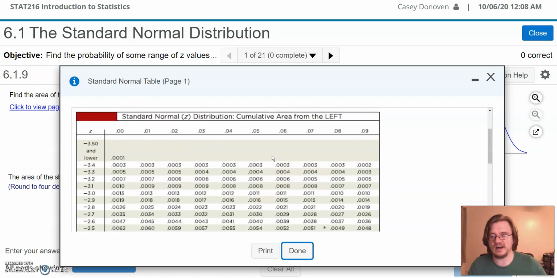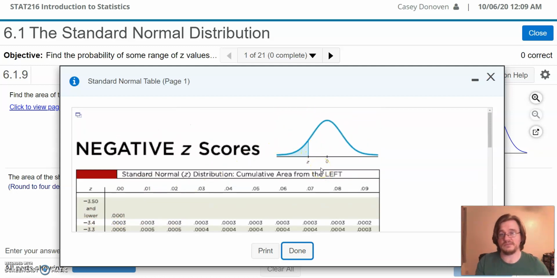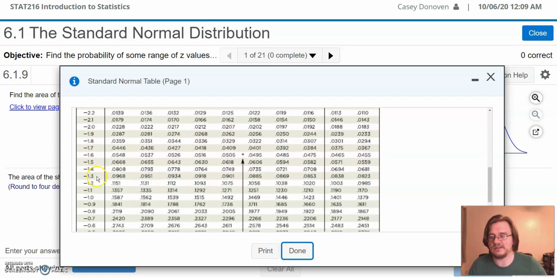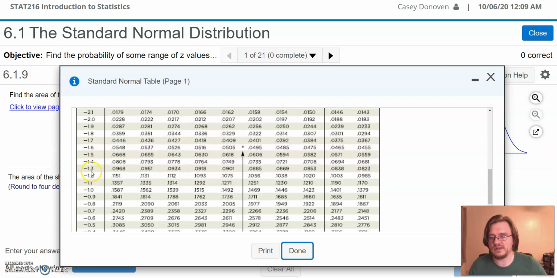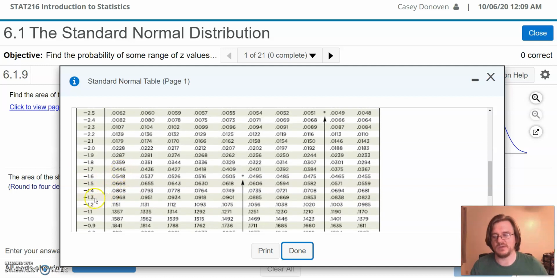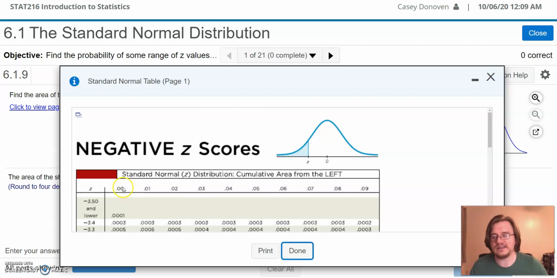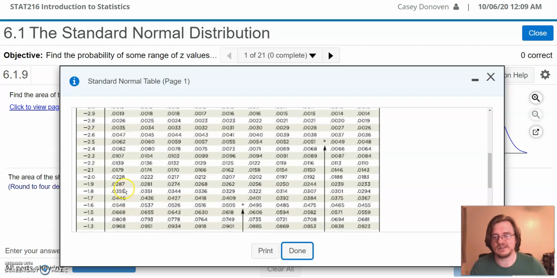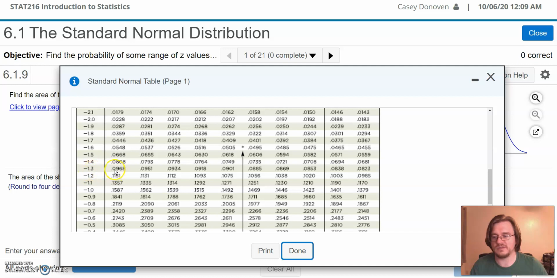So for instance, the way that we would read this is we end up adding the value on the left and the value on the top. So if I wanted to know the area to the left of negative 1.3, like we had been doing before, I would come down and I would find negative 1.3, and this is going to be negative 1.30 if I go a little bit farther. So negative 1.30 would be negative 1.3, and then the second decimal place is 0, so that's the first column. So negative 1.30, that value will be 0.0968, which is just what we had before.